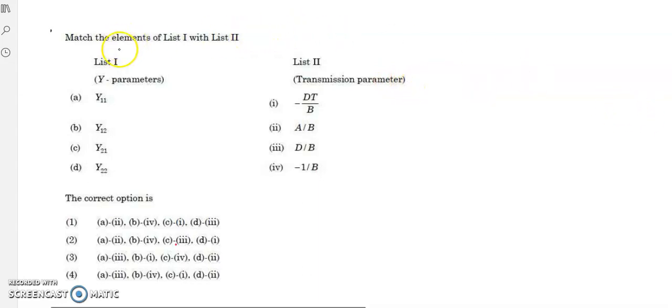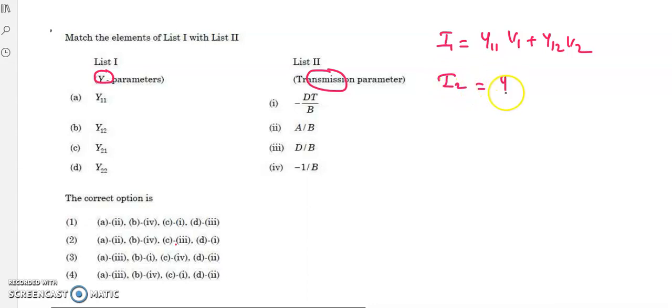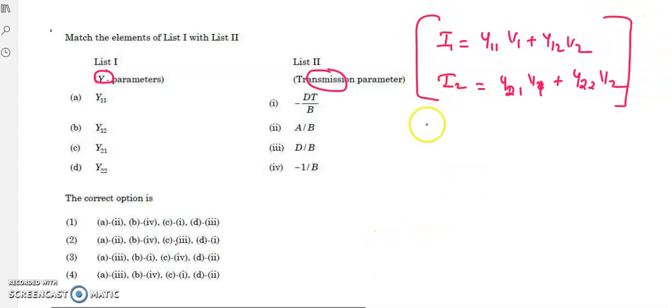Okay, fine. So coming to the question, here in list 1 y parameters are there, and in list 2 transmission parameters are there. So we have to link them up properly. Before linking, I will write the equations for the y parameters and the transmission parameters. I1 is equal to y11 v1 plus y12 v2, and I2 is equal to y21 v1 plus y22 v2, right? So these are the equations for the y parameters.